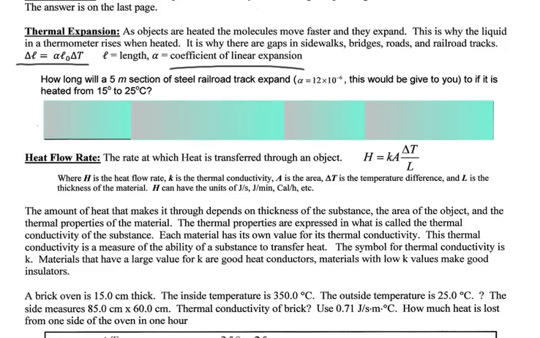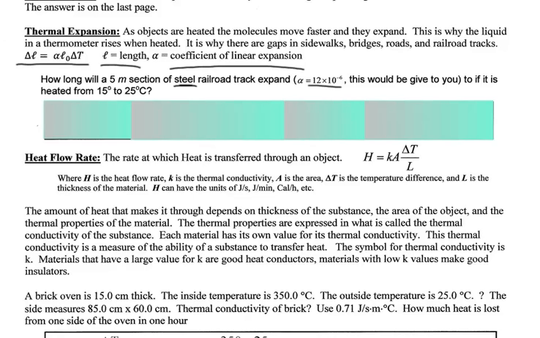That is a value that is going to be given to you, and it's going to change based on the substance. In our example, we're dealing with steel, and steel has a coefficient of linear expansion of 12 times 10 to the negative 6th. You're going to see ones for copper and concrete, things like that in your homework, and those will be given to you. And L, of course, is the length.